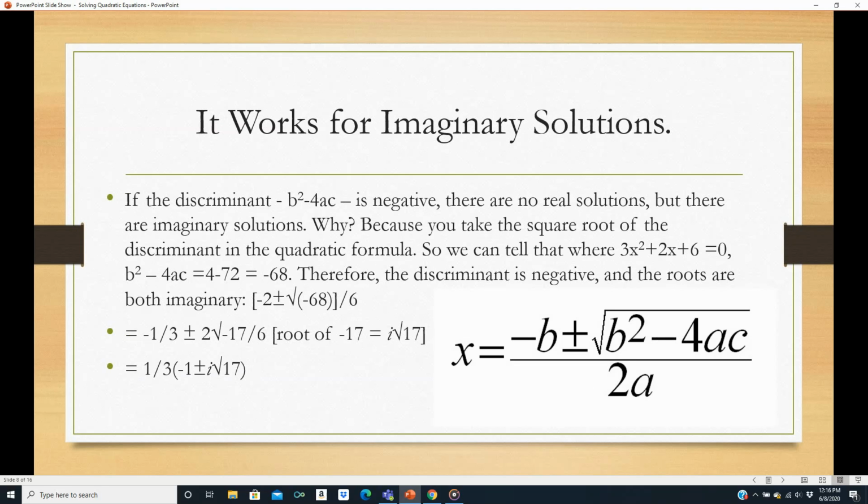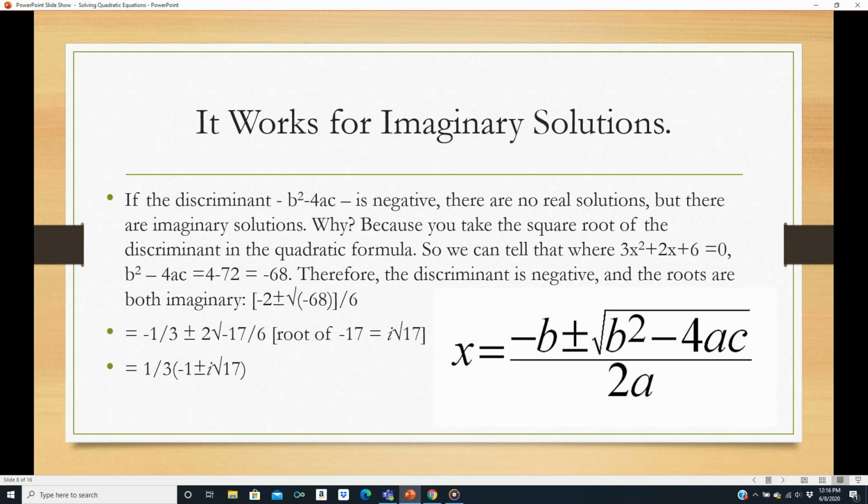It works for problems that only have imaginary solutions. So if the discriminant, that is again b squared minus 4ac, is negative, there are no real solutions, but there are imaginary solutions. Why? Well, because you take the square root of the discriminant in the quadratic formula. When you take the square root of a negative number, it's by definition an imaginary number. The square root of any negative number is just the square root of the positive counterpart to it, times i. So the square root of -3 is going to be i times the square root of 3. i, of course, is the imaginary unit, which is the square root of -1.